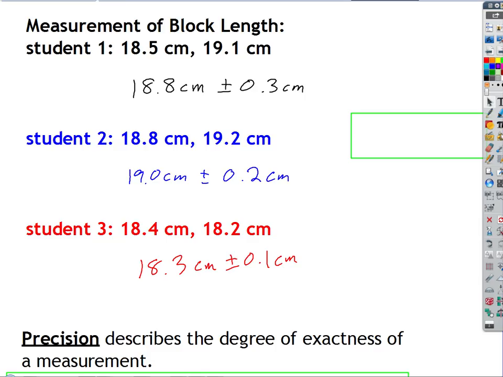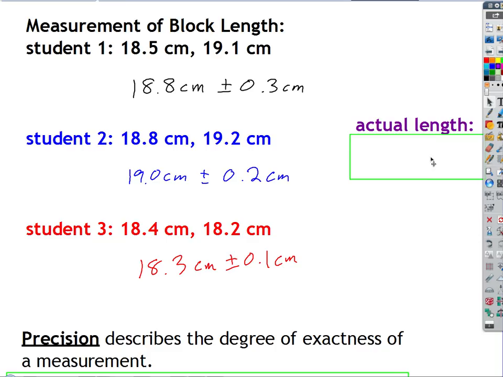There's another part that comes into play here, though. Does that necessarily mean they were the best? Well, not necessarily. They were the most consistent, but they might have been the most consistently bad, too. We don't know, right? So we got to know what is the actual length. Let's just say the actual length is 19.0 centimeters, right? So then probably who wins? Student 2 does. Student 3 in that case was way off.